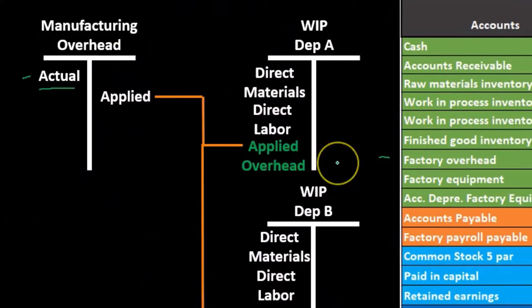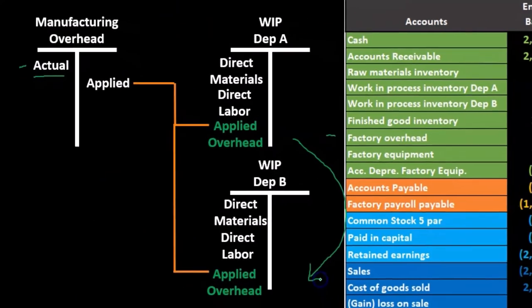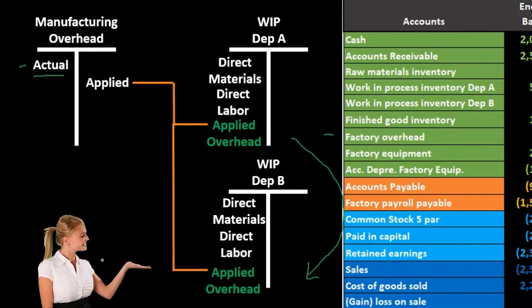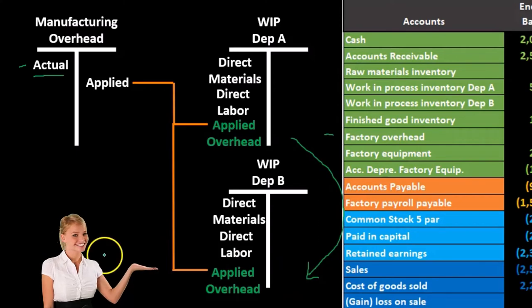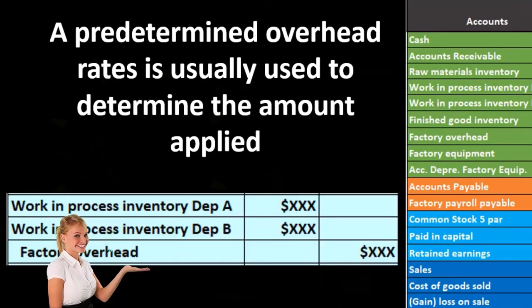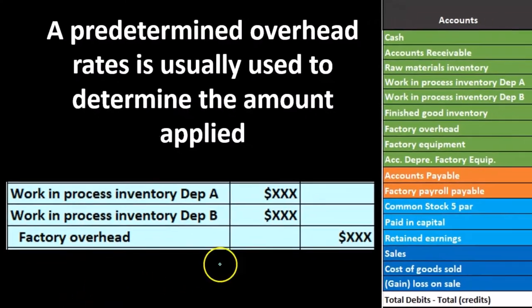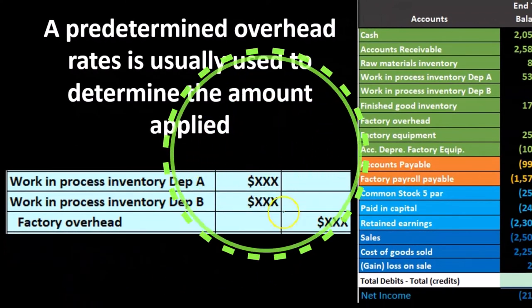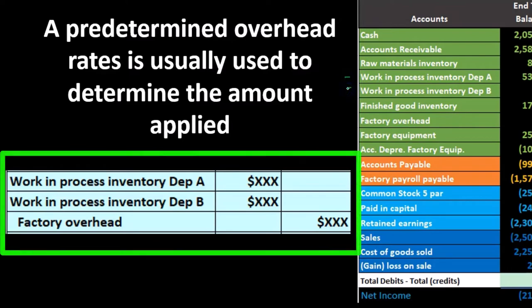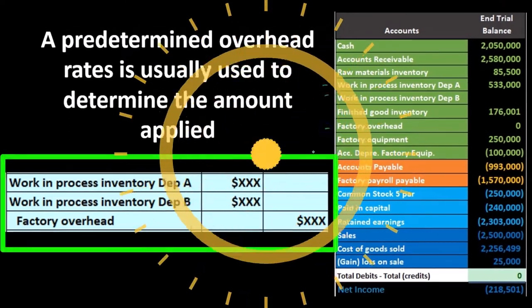And again, once we're done with Department A, these items are going to roll over to Department B because it's in that process. But as we go through this, note that we had part of the materials, the direct labor, and applied overhead that goes to Department A and Department B. The journal entry then, factory overhead decreasing, and it's going to be a debit to work in process Department A, work in process Department B. Here's work in process Department A, work in process Department B, and the overhead.